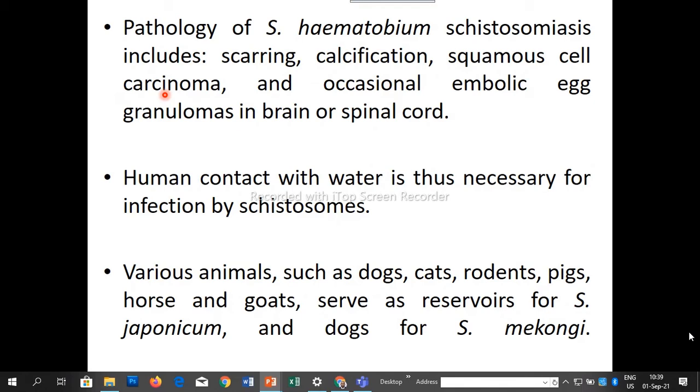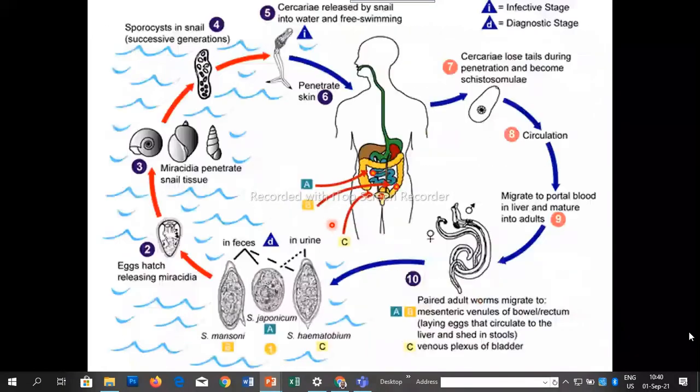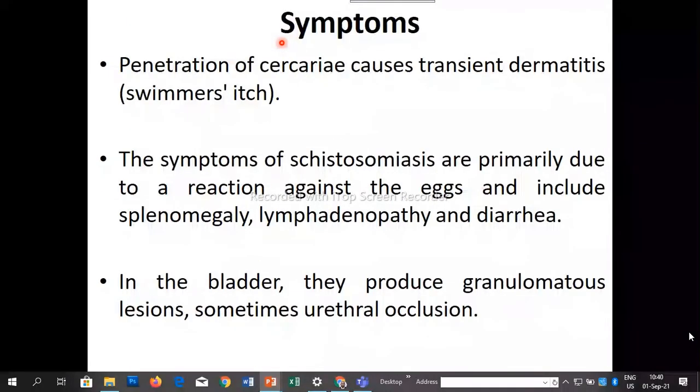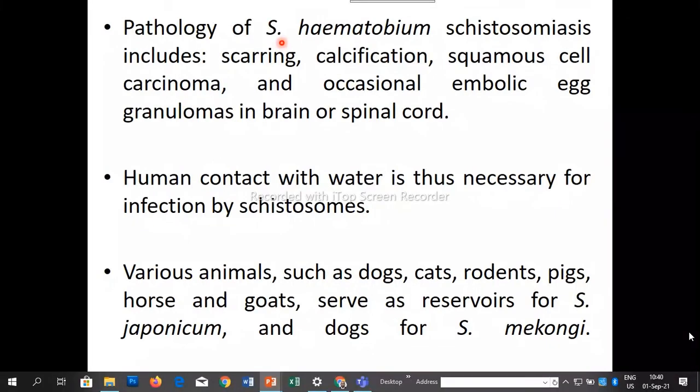Human contact with water is thus necessary for infection by schistosomes, because the infective stage, the cercaria, is found swimming in water. You can't find it in dry soil. It should be swimming in the water. So contact with water is the main portal for infection.